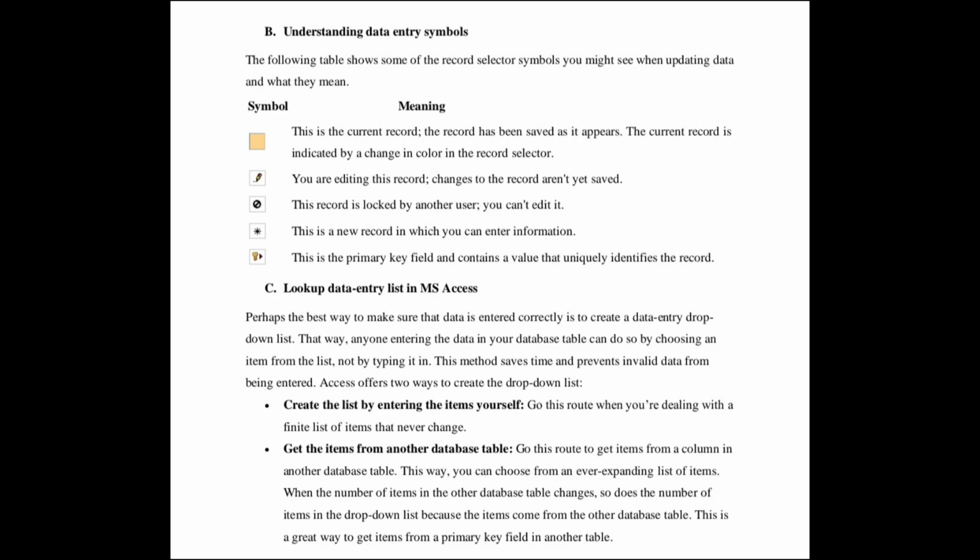Go this route to get items from a column in another database table. This way you can choose from an ever-expanding list of items. When the number of items in the other database table changes, so does the number of items in the drop-down list, because the items come from the other database table. This is a great way to enter items from a primary key field in another table.